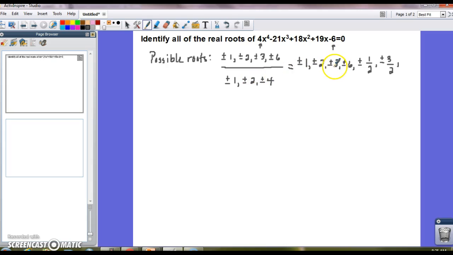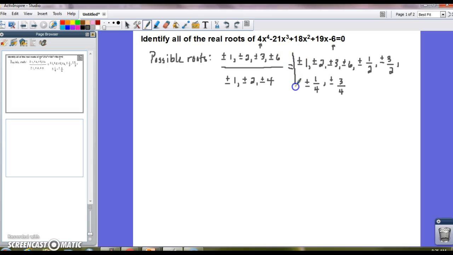Now we'll go to our denominator of 4. I'm just going to write it down here because I'm running out of room over there. So I could have plus or minus 1/4. I could have plus or minus 2/4, which reduces to 1/2. I already have that, so I don't need to write it again. I could have plus or minus 3/4. And then I could have plus or minus 6/4, but that reduces to 3/2, which I already have. So this is a list of all of my possible roots.